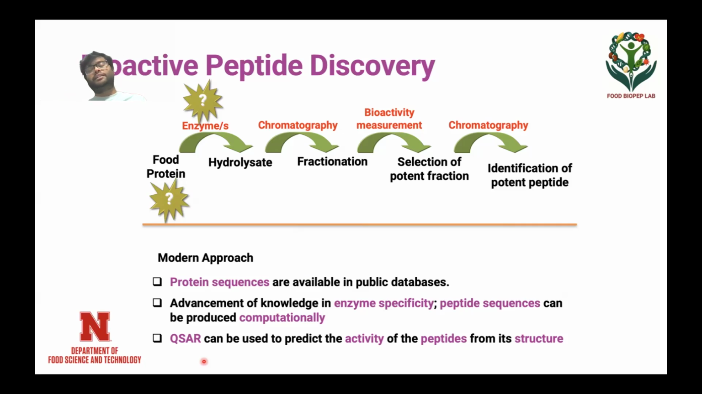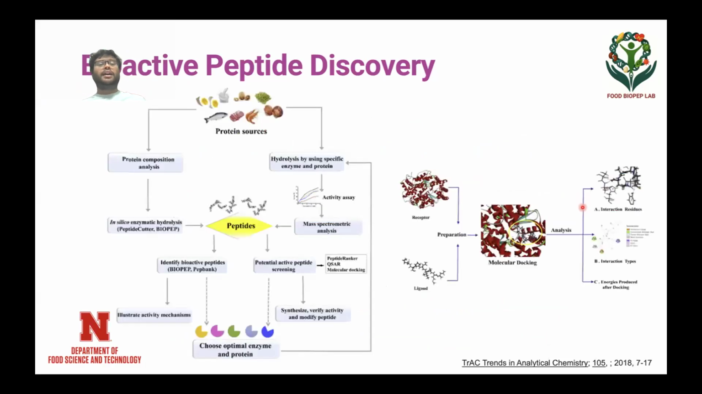Now, with the recent advancement of machine learning and other computational chemistry tools, such as the development of dynamic molecular dockings and things like that, this cumbersome, lengthy process can be achieved very fast, and we can be more efficient in identifying and evaluating the biological activity of these peptides.